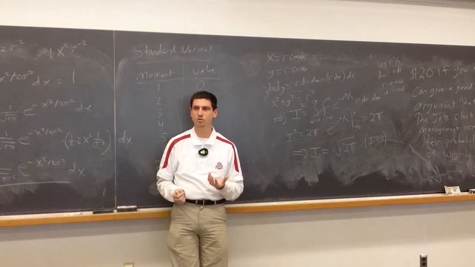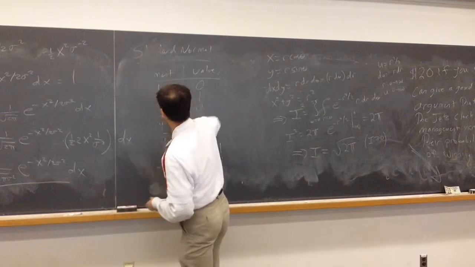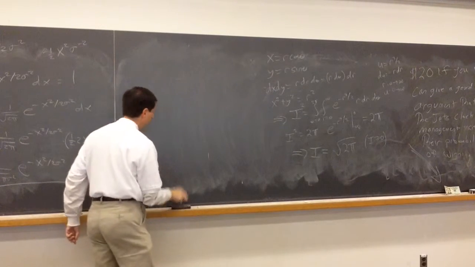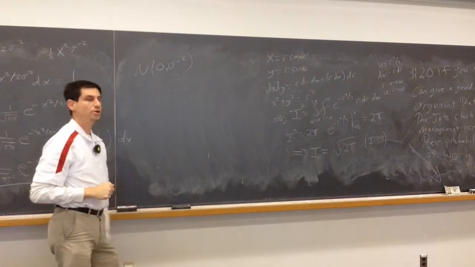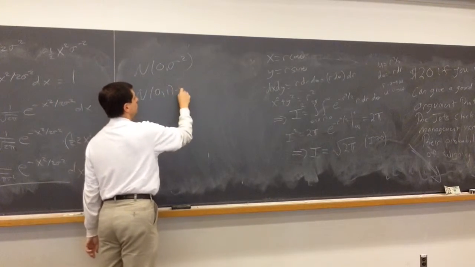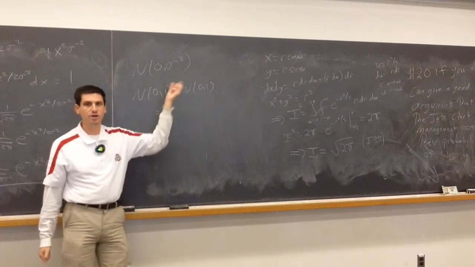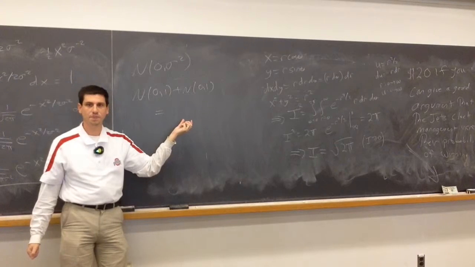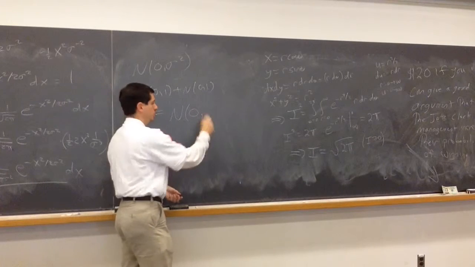So what's the mean of a standard normal? 0. Okay, and what's the variance of the standard normal? So if we use N(0, sigma squared) to represent a normal with mean 0 and variance sigma squared, what do you think this should be? A normal with mean 0, variance 1, plus an independent normal with mean 0, variance 1 should be a normal with mean 0 and variance 2.